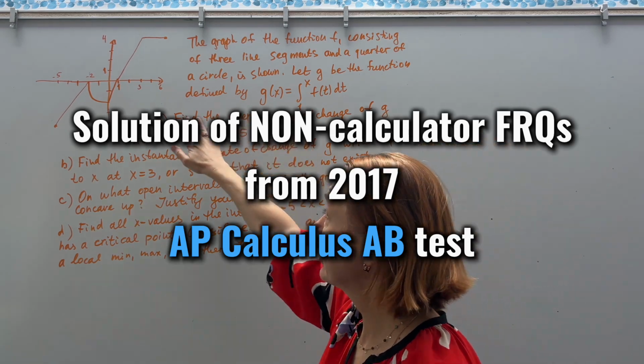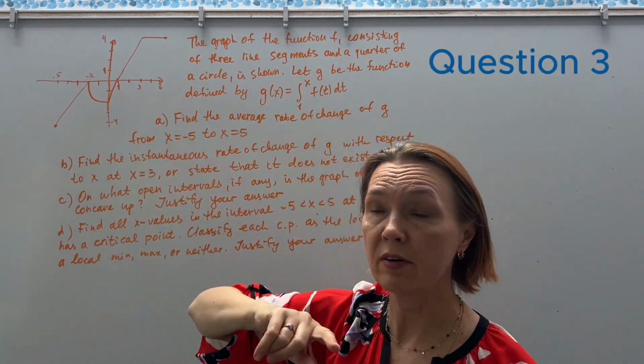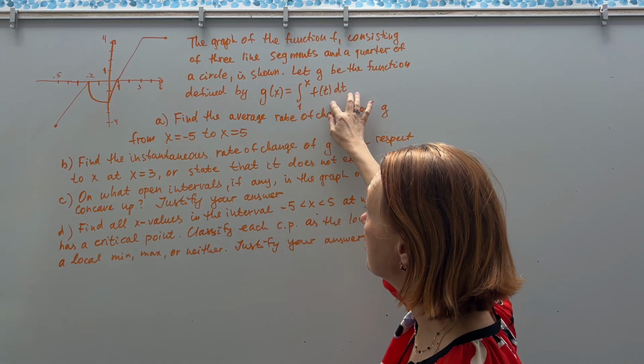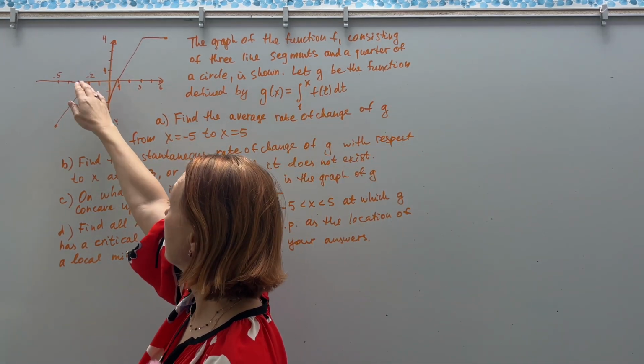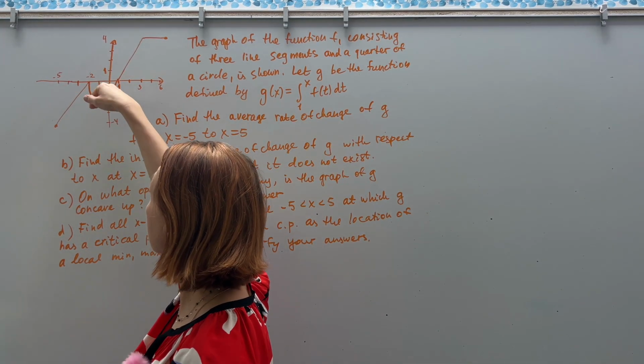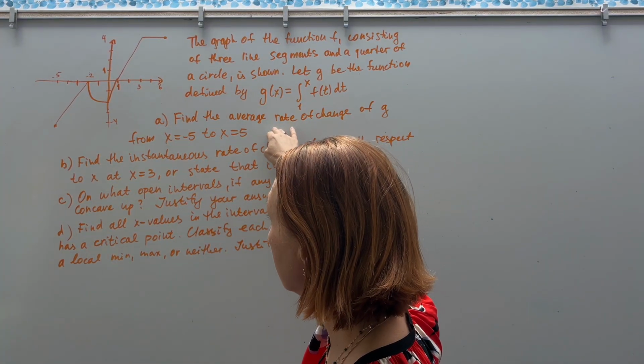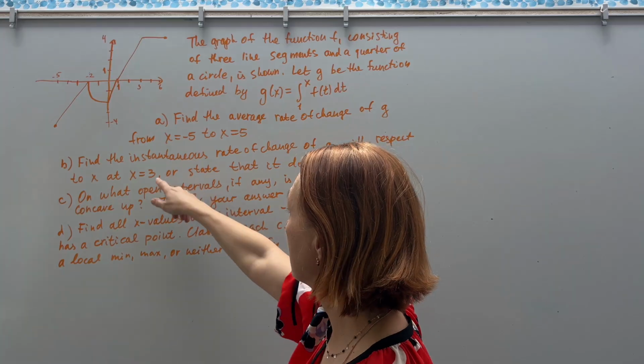In this problem, we have a graph of function f. We know that g is the integral from 1 to x of f of t dt. The graph consists of lines, and this one is a quarter circle, and those are lines. We need to find the average rate of change, the instantaneous rate of change at a certain point.